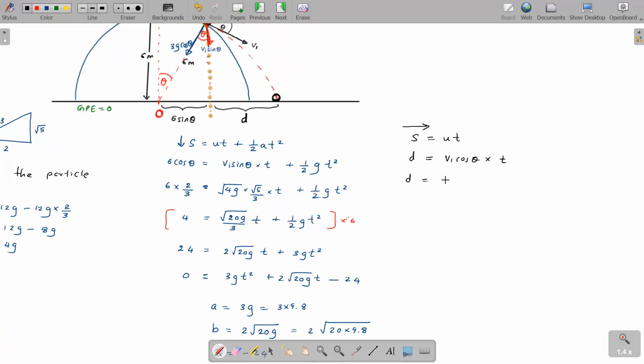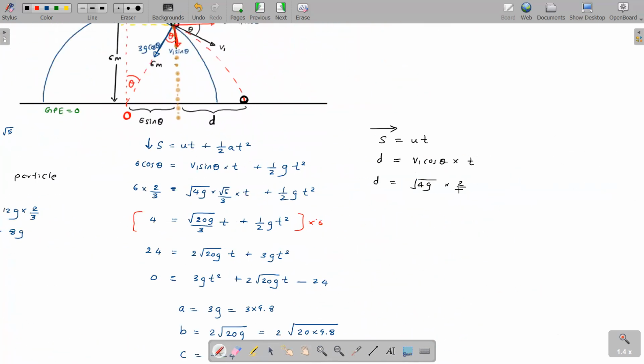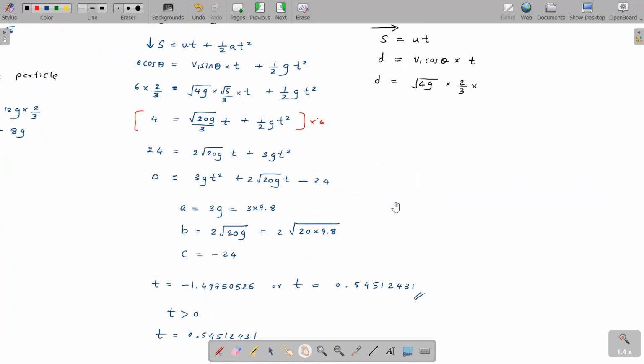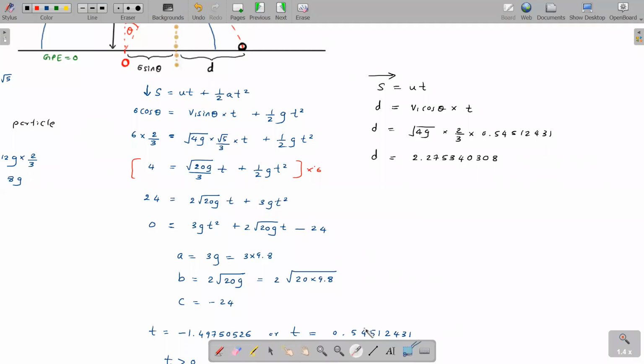So D equals v1, which was root 4g, times cos theta, which was 2 over 3, into the t value, 0.5451241. So how much is it now? Get this answer. So the D value is root of 4 into g, which is 9.8, inside the root, times 2 over 3, into this value. And you get the D value.